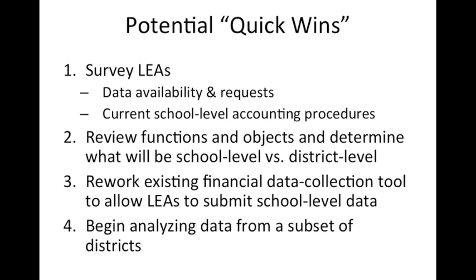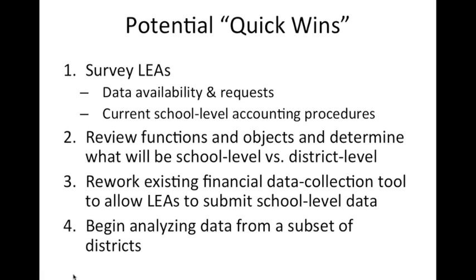Potentially review your functions and objects and determine what would be school level or district level based on that data. Number 3, rework your existing financial data collection tool to allow, like if some states have a chart of accounts, there is a school level code in there, but they have not used the school level code to roll up their data to the state. You might be able to rework the existing financial collection mechanism so that you can leave that school level data in there, and see if that's the way you can build on this. And then begin analyzing data from a subset of your districts. I think those are the ways you can make some big progress, and the path for your state will become a lot more clear if you jump in on those.